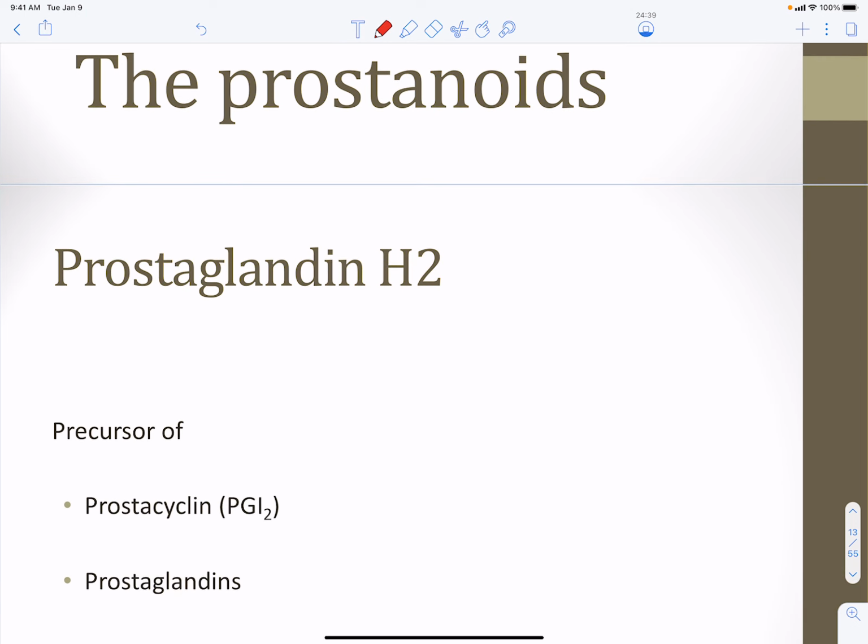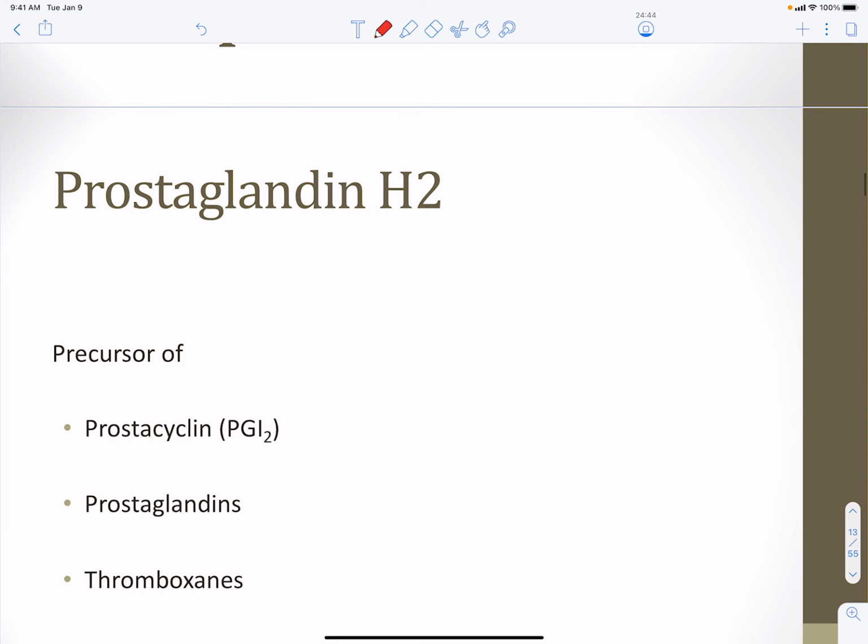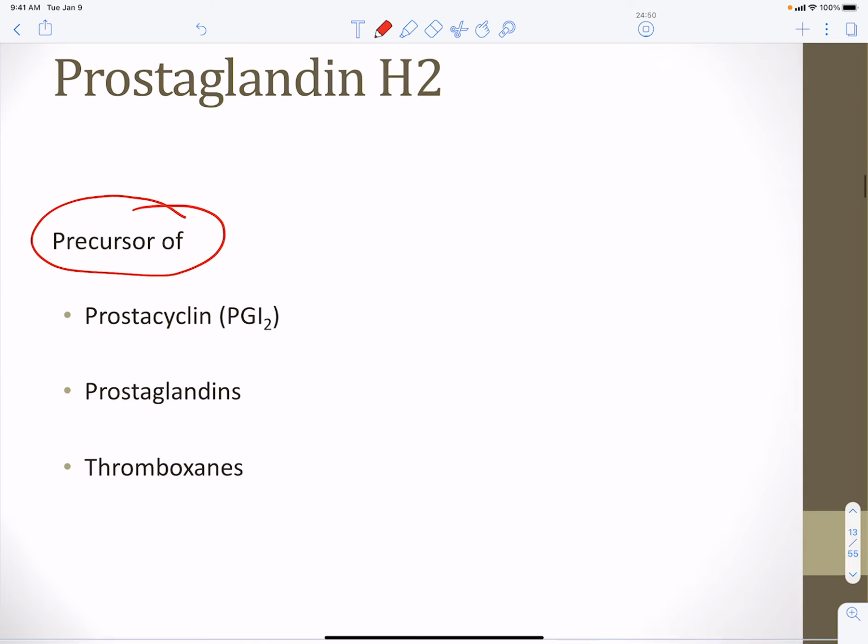Okay, so let's just go through each of these just a little bit. We'll talk about them. H2 is generally just a precursor. So that's really what you have to remember about H2. It doesn't really have a function other than to make something else.